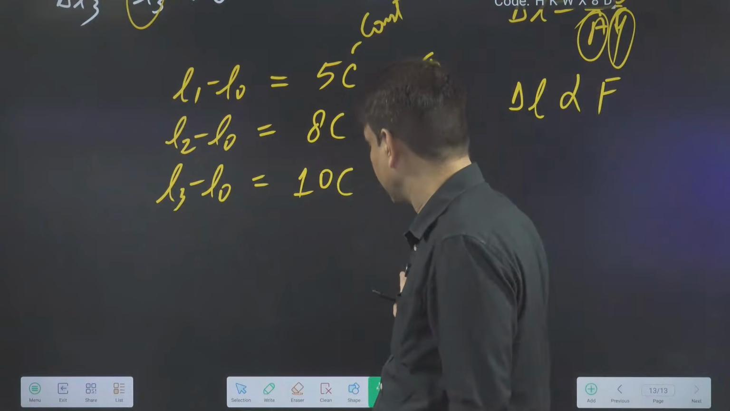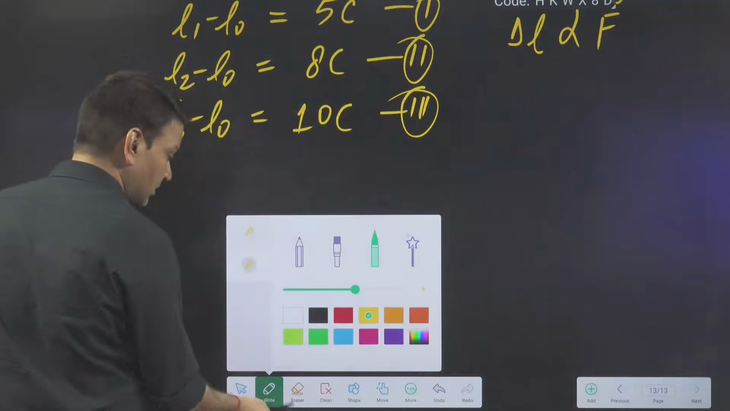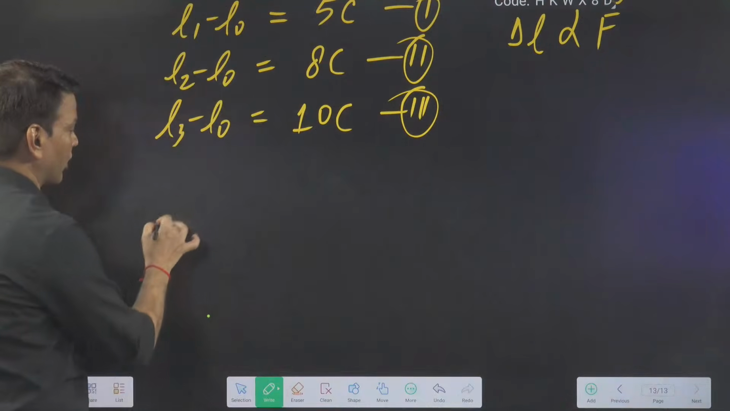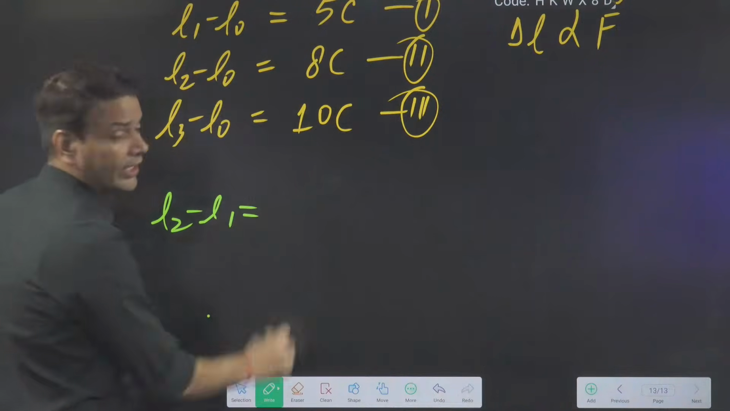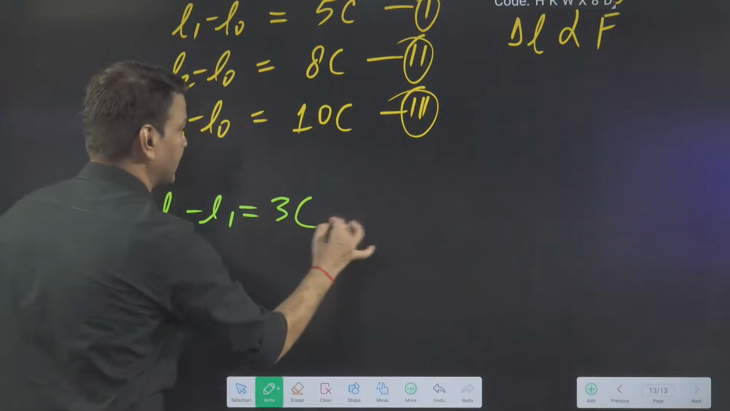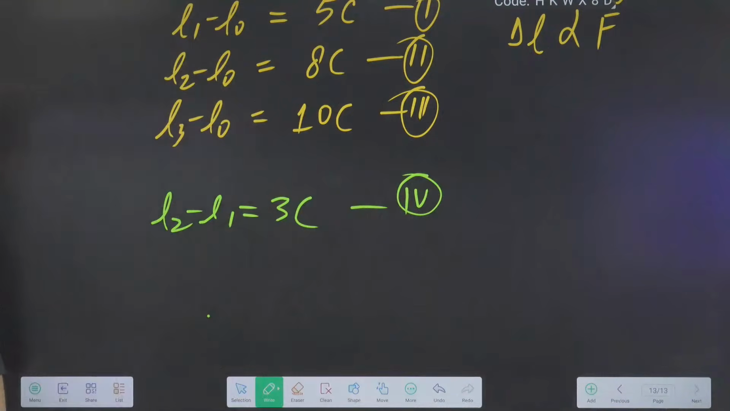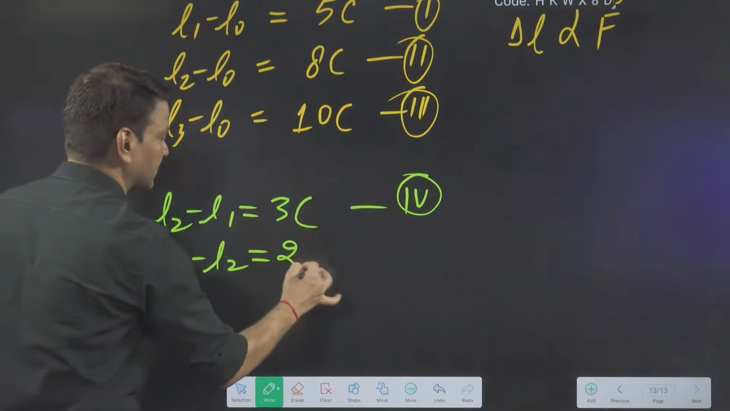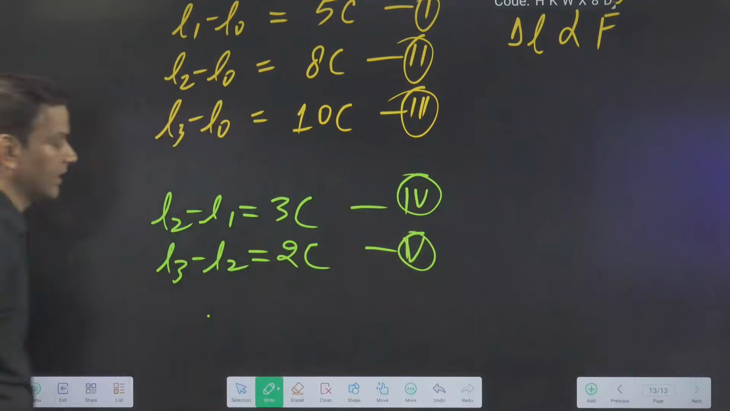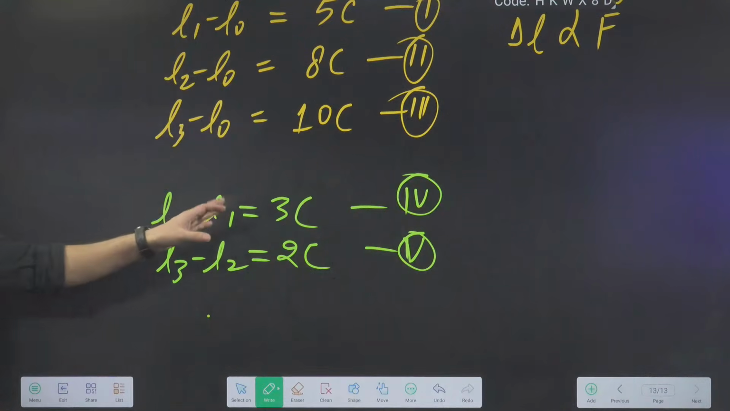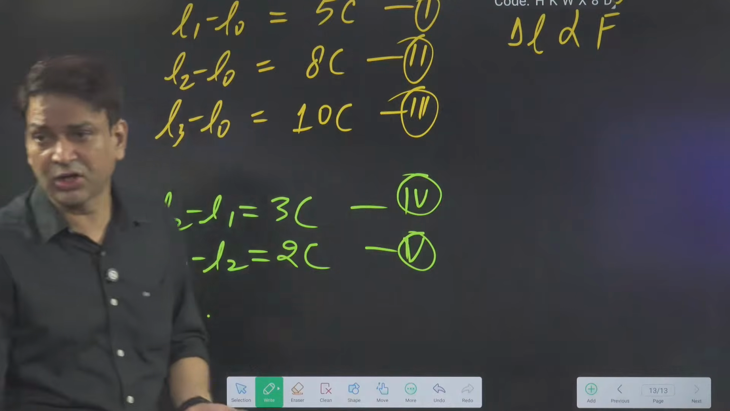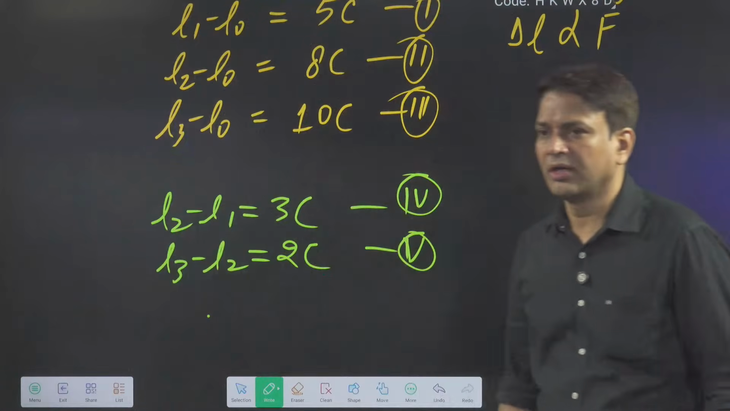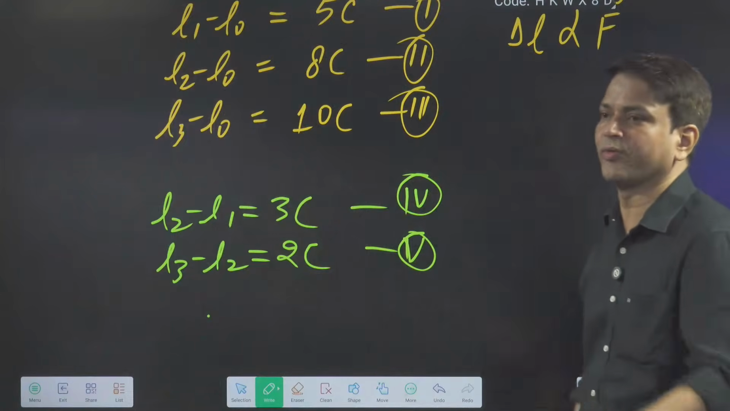Subtract 2 and 1. So if I subtract, then I will get what? L2 minus L1, that is equal to 8C minus 5C, that is equal to 3C. Okay. And subtract 3 and 2. Then what will you get? L3 minus L2, that is equal to 10C minus 8C, that is equal to 2C. Okay. So you got one relation. L2 minus L1 is 3C. L3 minus L2 is 2C. In that, L0 is not there. And I don't need L0. So now after dividing these directly, you will get L3.